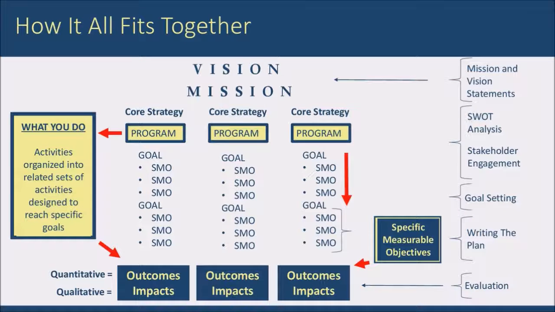Okay. So how it all fits together, let's review where we've been. We started with reviewing our vision and mission statement. Then we moved to our SWOT analysis and our stakeholder engagement, and that really helped us look at our core strategies or in our programs, what we're actually doing internally, and then what's happening externally in the organization. Then we moved on to goal setting and looked at how that can support your strategic priorities. And now we're going to move into specific measurable objectives, actually writing the plan, operationalizing it so that you can track your progress in the evaluation piece, which is next.